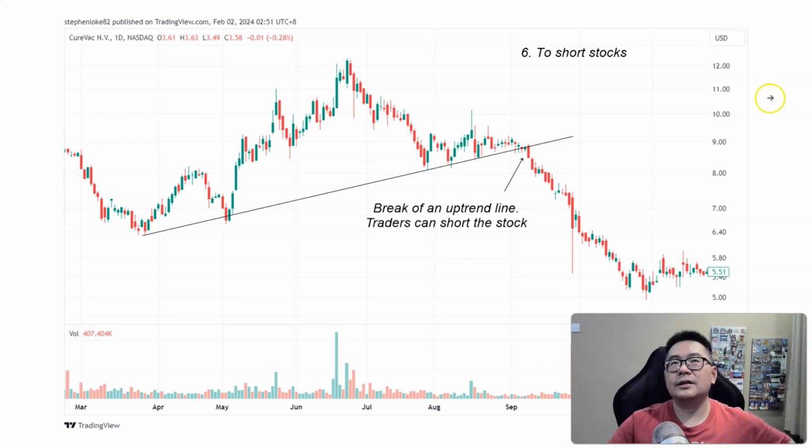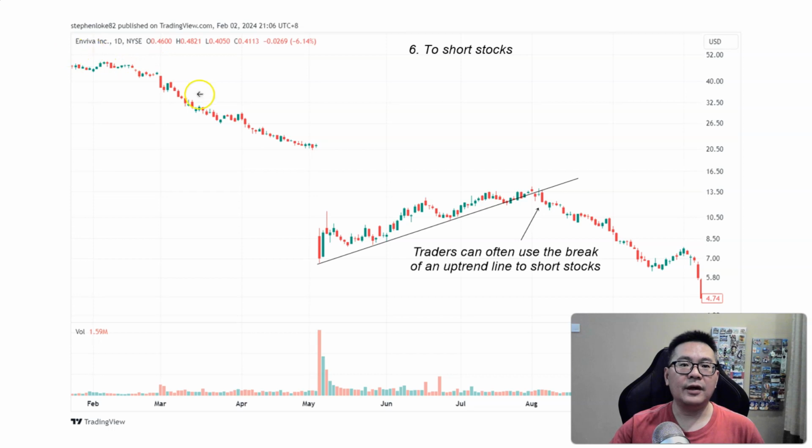Okay, a lot of traders short stocks when it drops below an uptrend line. For example, CureVac here, where there's an uptrend line. You can connect many lows, and the stock was actually quite weak already. There was a sell-off that happened, but it traded sideways, right? And it was not able to move up. In fact, we can draw a trend line here, and the moment it dropped below the uptrend line, it gave a signal to short sellers to short the stock. So you can use the break of an uptrend line to short the stock.